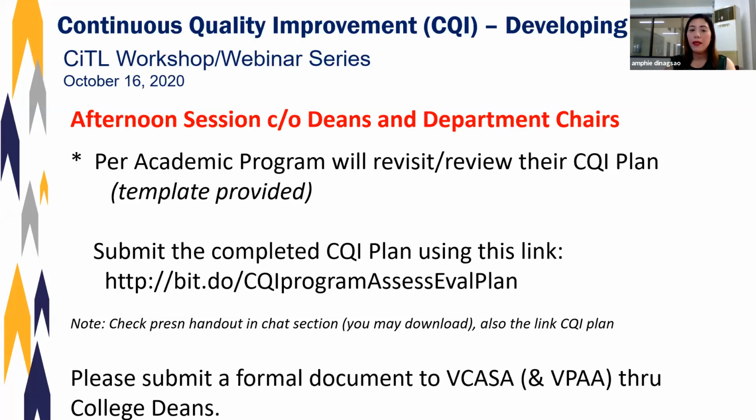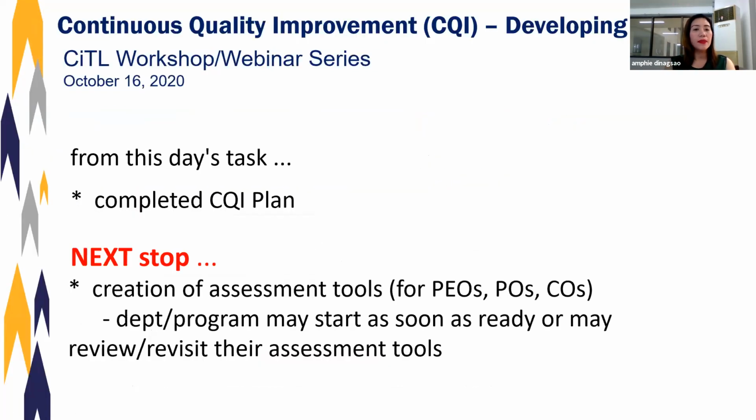So we have given, please check the presentation handout in chat section. You may download it, although we are still giving this also as an attachment every time we have a CITL webinar. We also provided a link where you will submit your CQI plan. In the CQI plan, we have a CQI plan, assessment and evaluation plan. We have given the VICASA, the VPAA, and the college deans an access to view everyone's CQI plan. No? So that would be the task for today, the completed CQI plan.